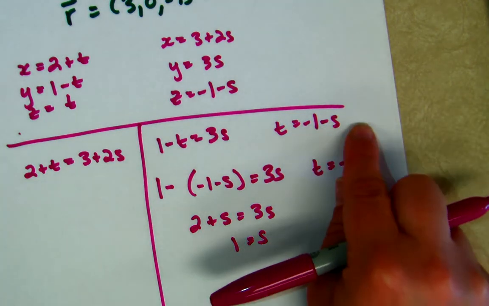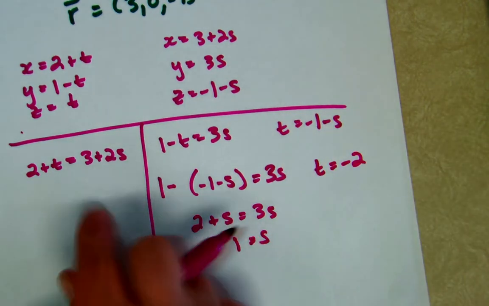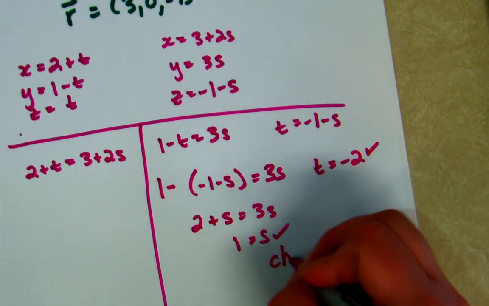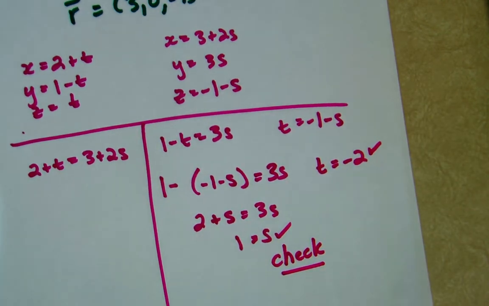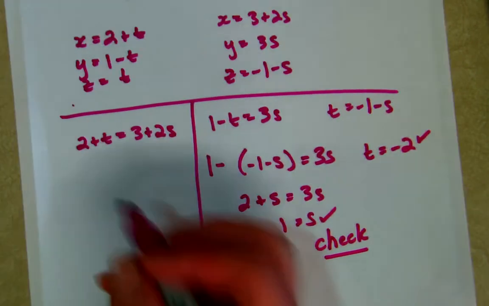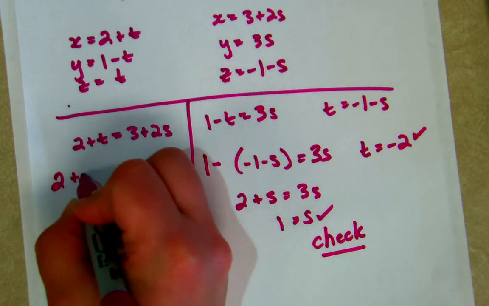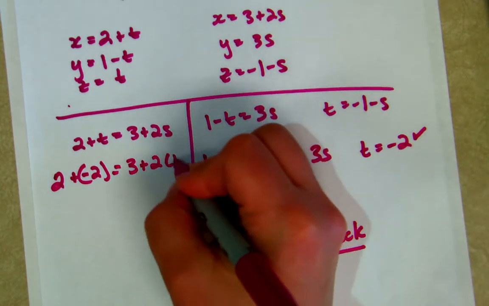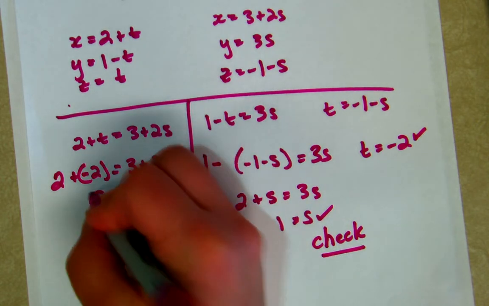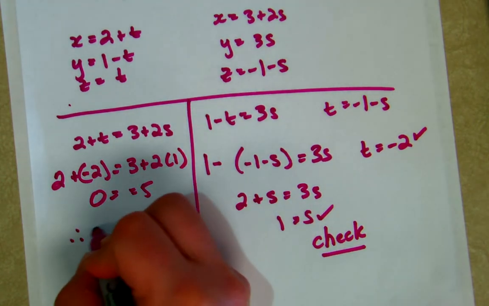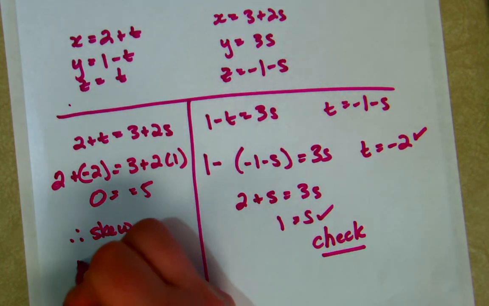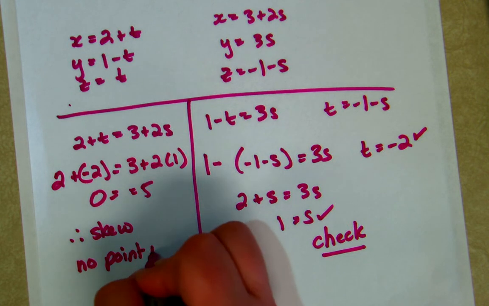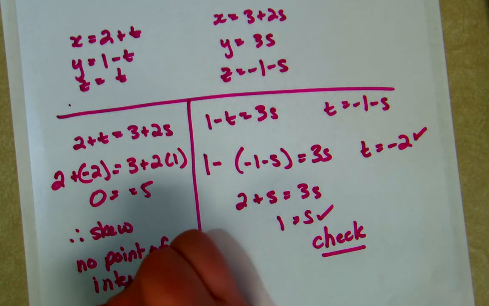Negative 1, subtract 1. I'm going to check them over here, so I have those answers, but I need to check to see if the lines actually intersect or if they are skew. So 2 plus negative 2 equal to 3 plus 2 times 1, and I can already see that this does not equal, so therefore the lines are skew and there's no point of intersection or no solution.